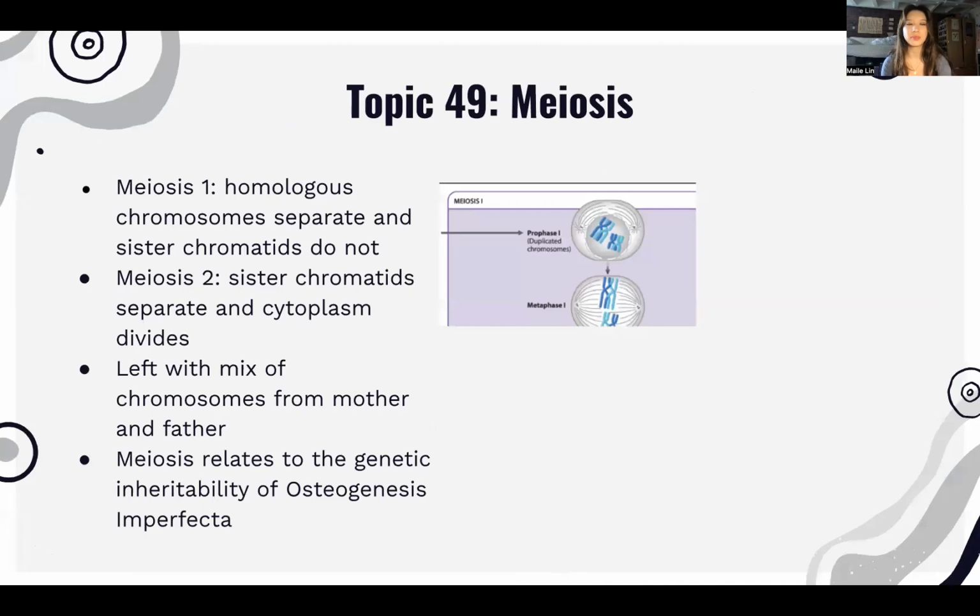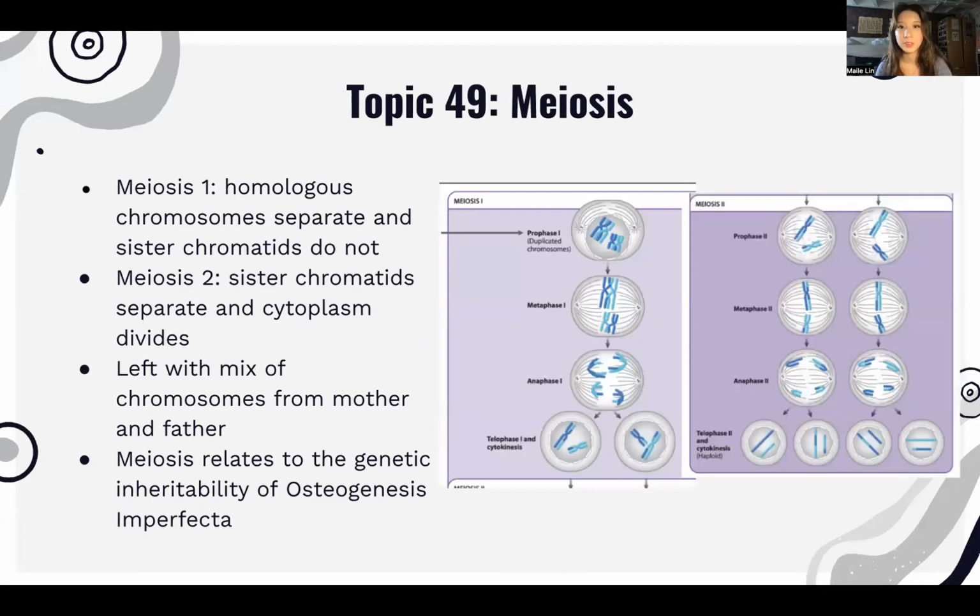Now, I also want to talk about topic 49, which is meiosis, because this related to the genetic inheritability of OI. So in meiosis 1, homologous chromosomes separate and sister chromosomes do not. In meiosis 2, sister chromosomes separate and the cytoplasm divides. And now you're left with a mix of chromosomes from the mother and father. So this relates to the genetic inheritability.